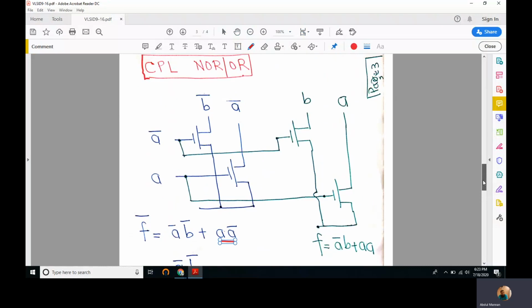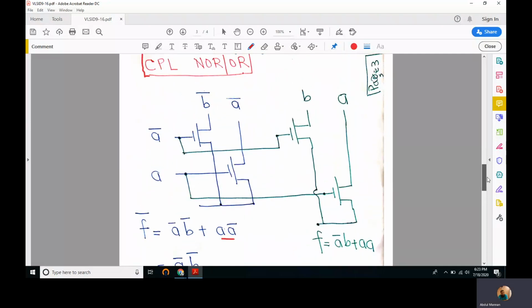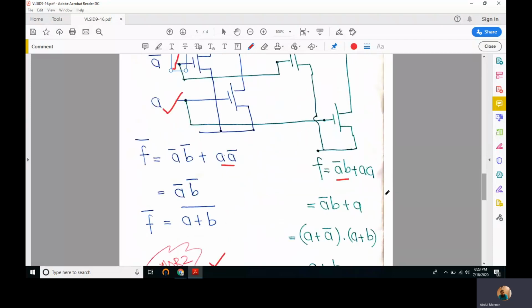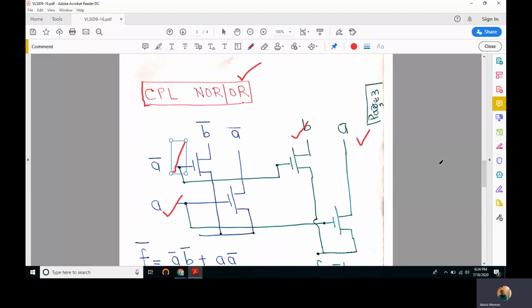And the right portion of the circuit should implement an OR. So A bar B plus A. Right, so this gives us A bar B, this A bar, this B, this A, and this A. So A bar B or A gives us A, and applying the distributive property gives us A plus B, which is OR 2. So this is how we can implement a CPL NOR OR pair.